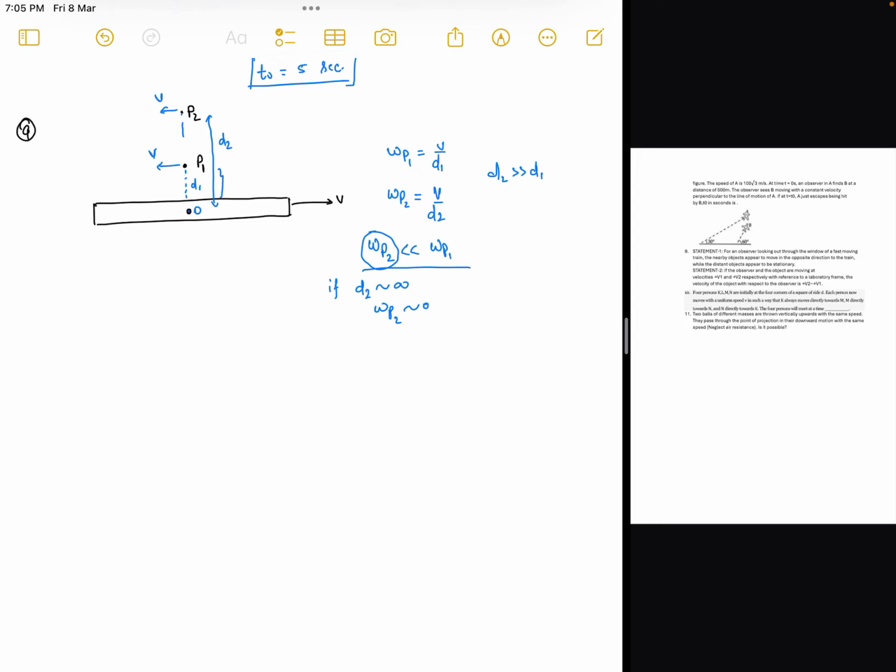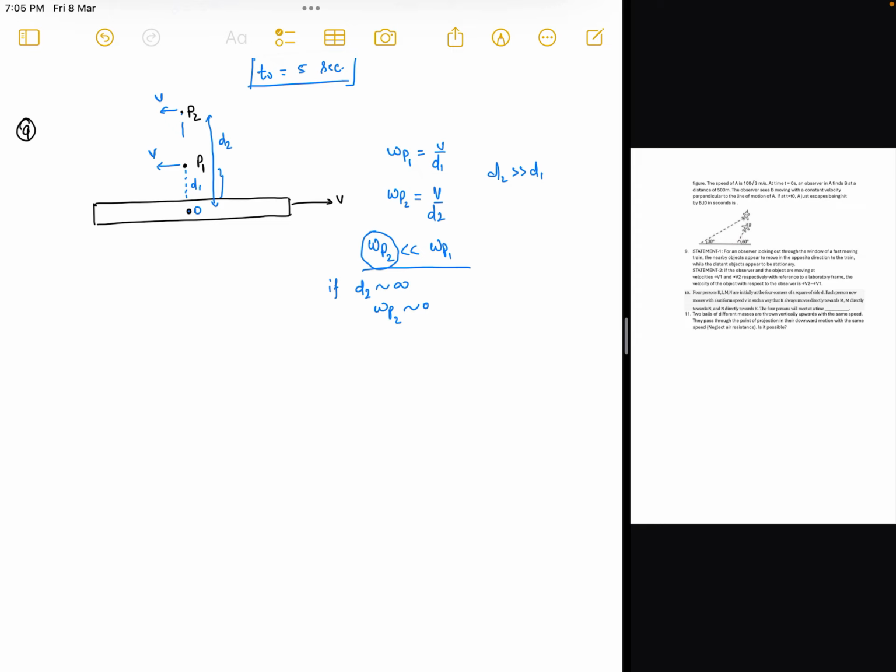Now statement 2 is given. If the observer and the object are moving at velocities v1 and v2 vector respectively with reference to a laboratory frame, the velocity of the object with respect to the observer is v2 minus v1. Okay, it is an incorrect statement actually.